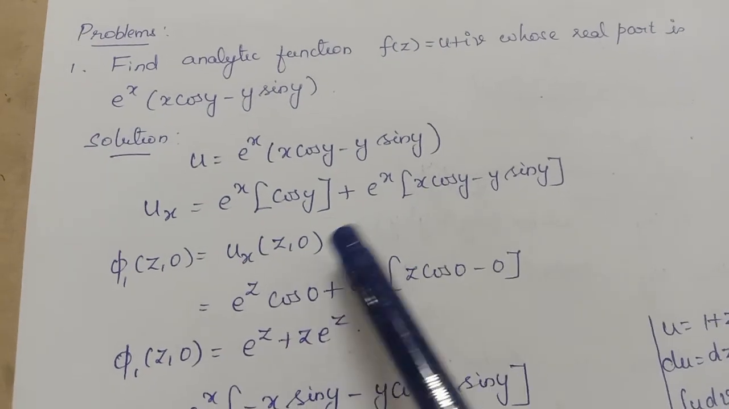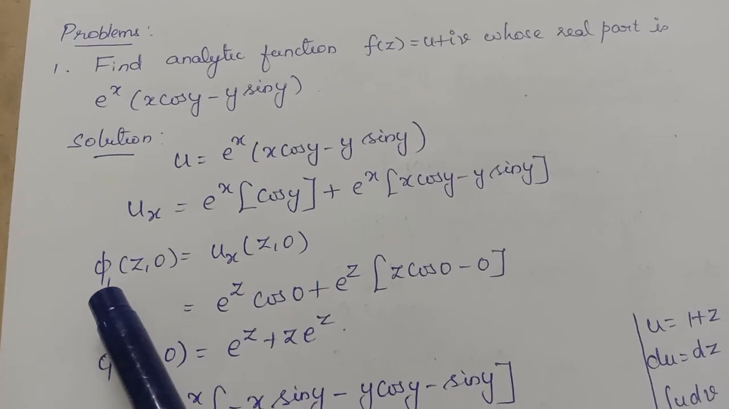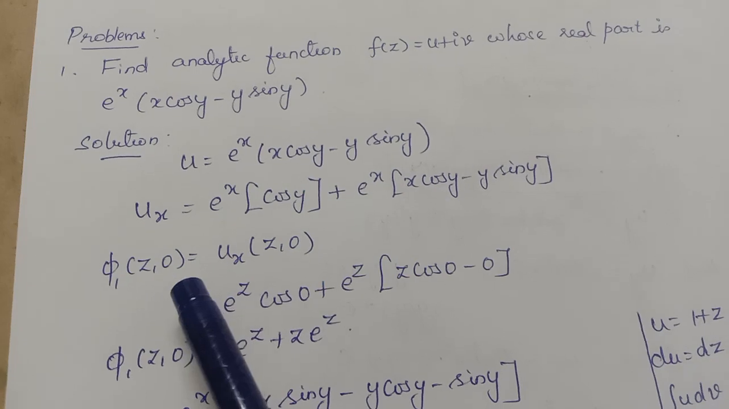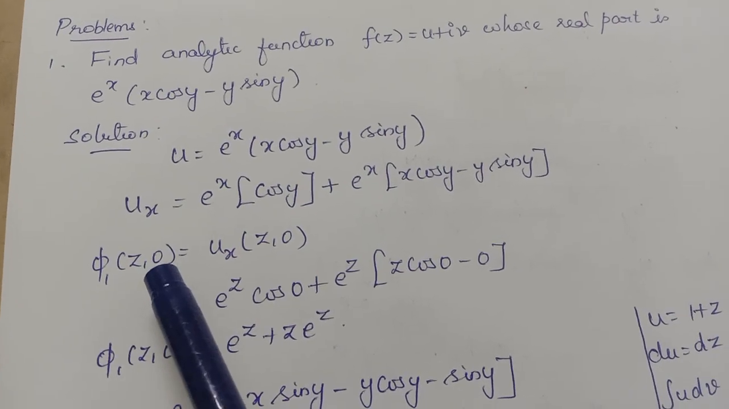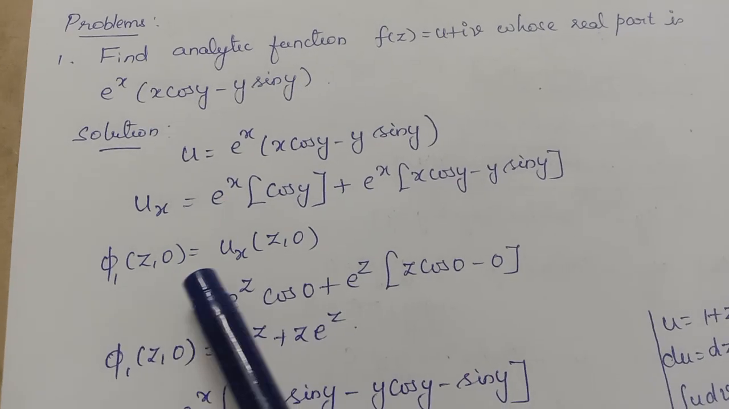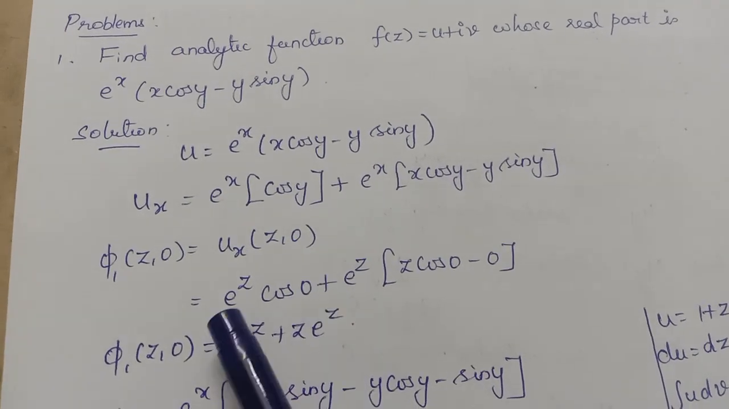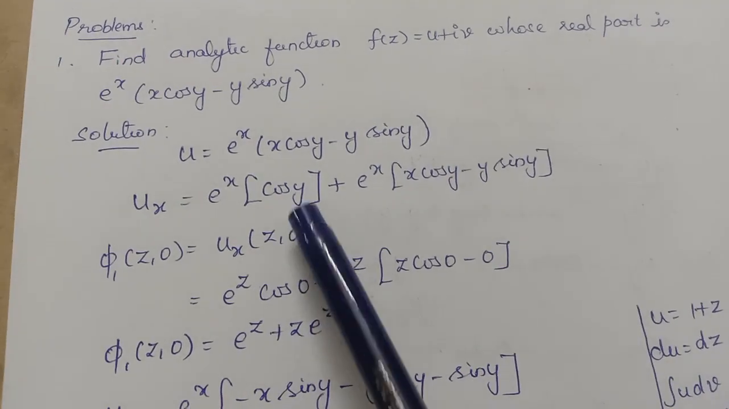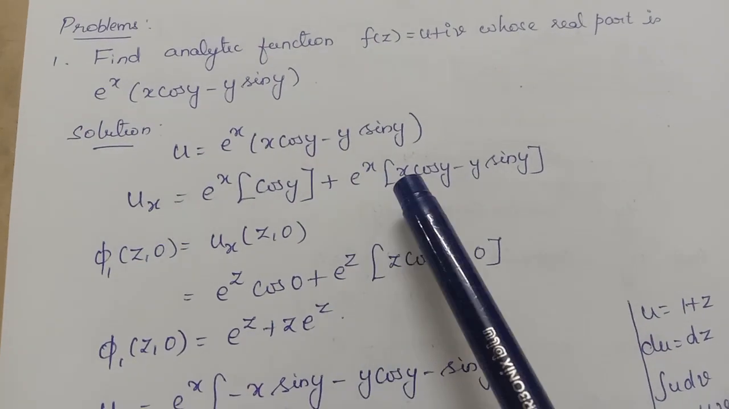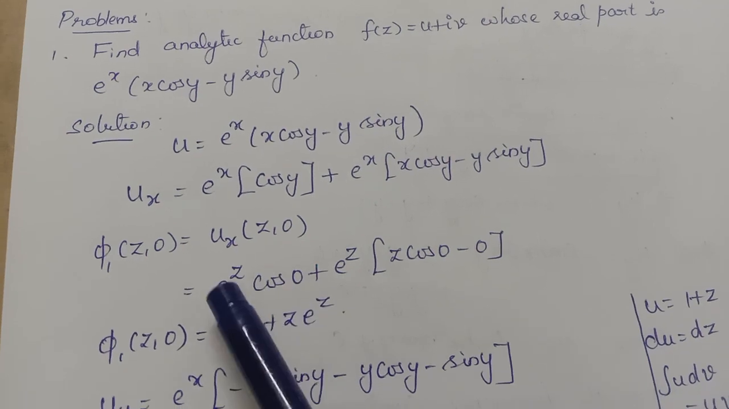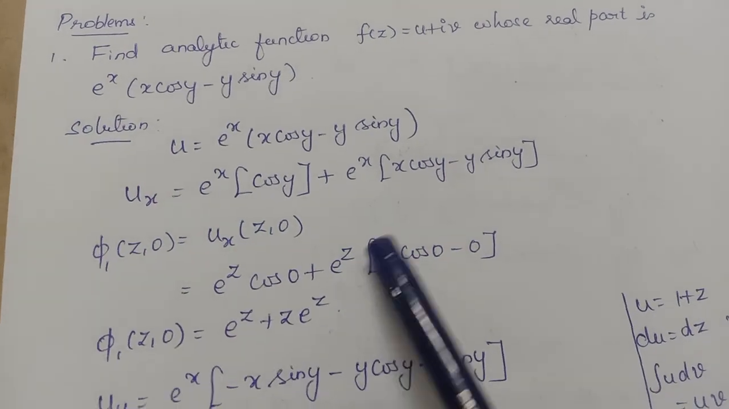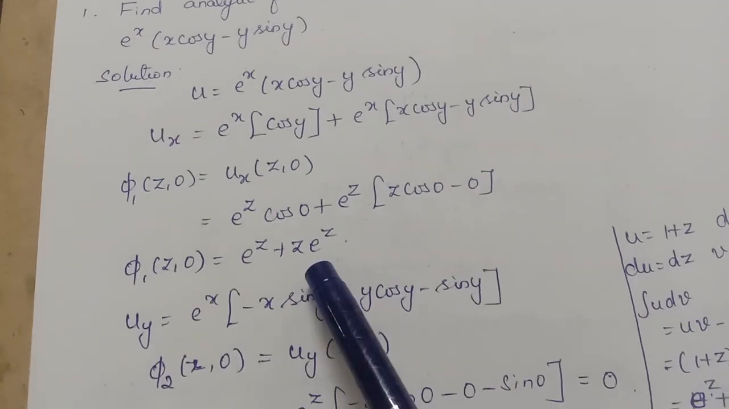Don't simplify. Let us substitute phi 1 of z comma 0, that is, for x you put z and for y you put 0. So phi 1 of z comma 0 is equal to ux of z comma 0 equal to e power z into cos 0 plus e power z into z cos 0 minus 0. Cos 0 is 1. So e power z plus z e power z. This is my phi 1.